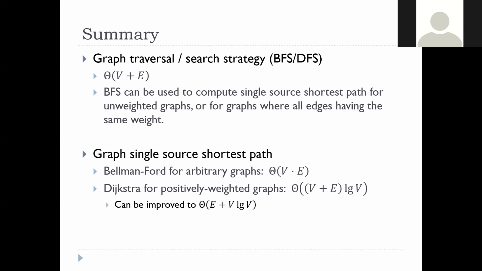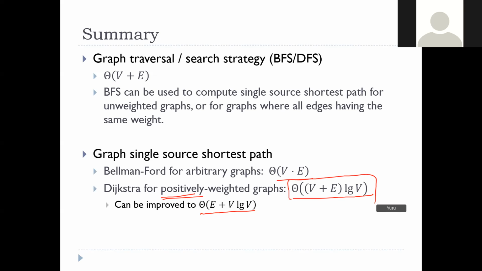Okay, the bottom line of shortest path algorithms for weighted graphs is that Bellman-Ford, which works for arbitrary graphs, can be implemented in V times E time, and we use Dijkstra for positively weighted graphs. This is the running time we have for Dijkstra, which can be further improved if you use fancier data structures, but this is good enough, okay?